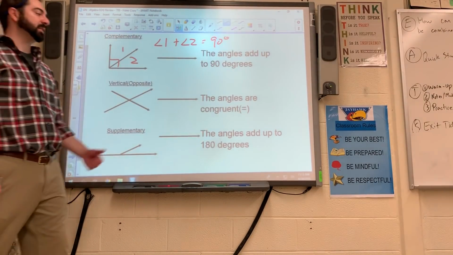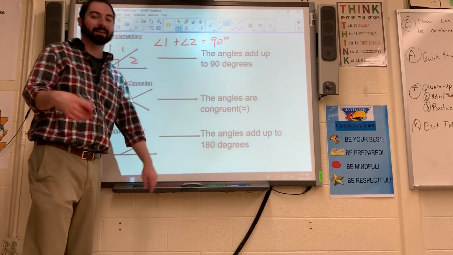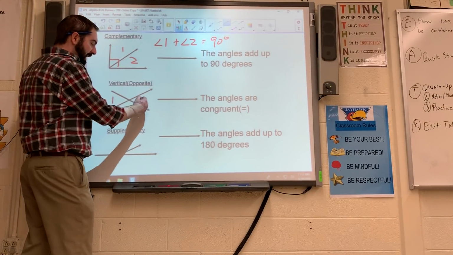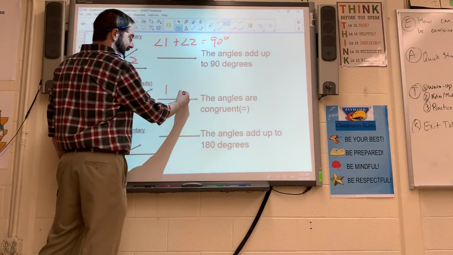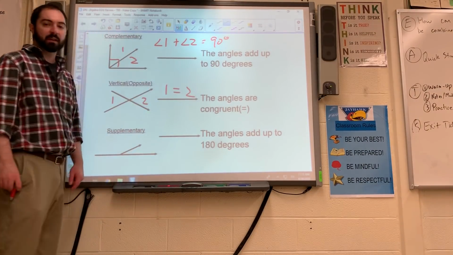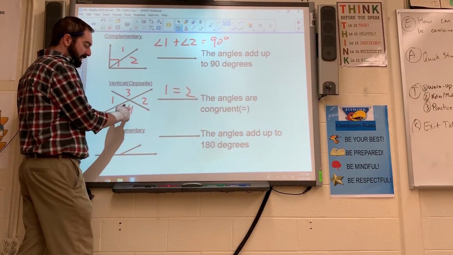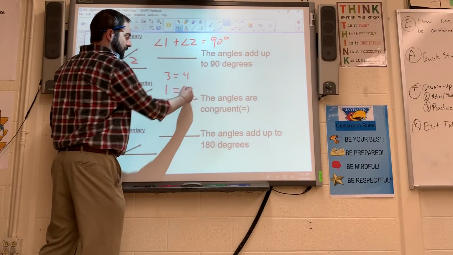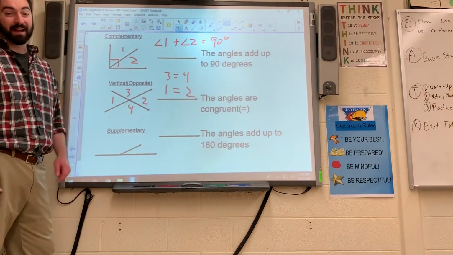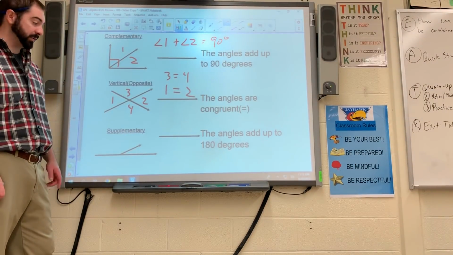Vertical or opposites, they are congruent, they are equal, they are the same. So if I use angle 1 and angle 2, I would say that angle 1 is equal to angle 2. If I label them as 3 and 4, 3 is the same as 4. So opposite angles or vertical angles have the same measurement, they are equal to each other.